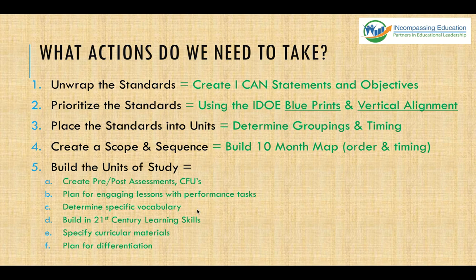The second step will be prioritizing the standards. We'll be using the IDOE blueprints and the vertical alignment that's provided by the IDOE as well. The third piece is to place the standards into units. We'll be determining groupings and the timing for each of those, so whether it's a 4-week unit or a 6-week unit. Fourth, we'll create a scope and sequence. We'll do this by building a 10-month map. We also call it a pacing guide, and this will give us the order and the timing that we determined in step 3. For step 5, we will build out the units of study.